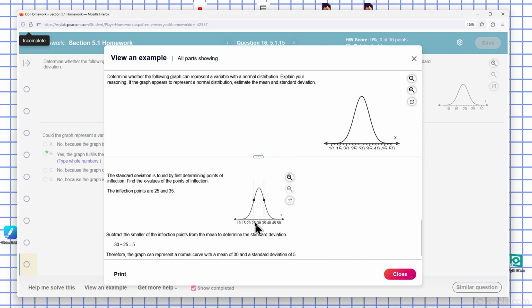Where does that cross the scaling? Here it crosses at 25, and here it appears to cross at 35. So what you can do is find the standard deviation. Since we know the mean here, we can subtract 5 from it. And this gives us the standard deviation, the estimate there. In this case, it's 5. There's a mean of 30 and a standard deviation of 5.